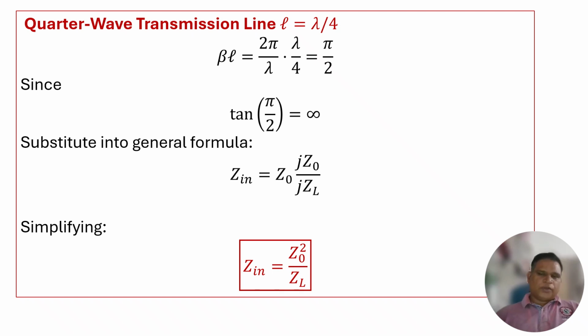When length L is equal to lambda by 4, the transmission line is called a quarter wave transmission line. L is equal to lambda by 4, therefore beta L is equal to 2 pi by lambda into lambda by 4, which is equal to pi by 2. Since tan pi by 2 is equal to tan 90, which is infinity, the input impedance Zin is equal to Z0 square divided by ZL.